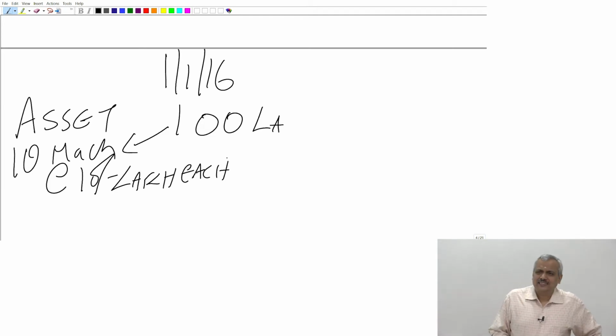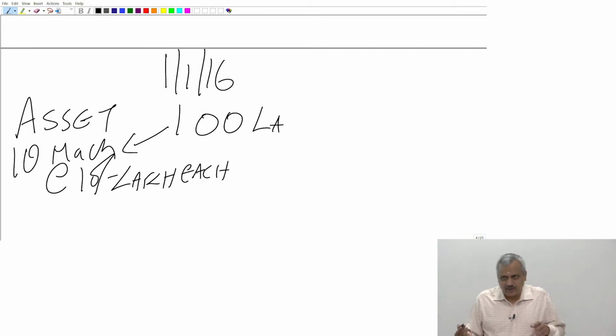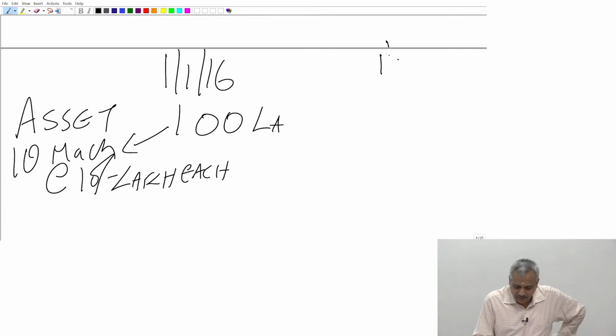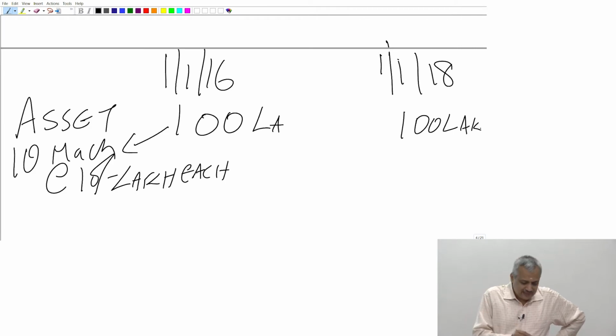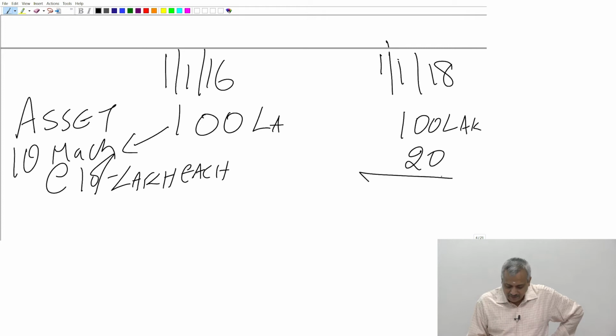Imagine there is a depreciation of 10% on this machinery every year. Now I am looking at a calendar here. I am looking at the value of this machinery as of 1/1/2018. Original value of the asset is 100 lakhs. Depreciation, imagine 10% straight line depreciation. For 2 years, 16 and 17, there is depreciation. That means there must be depreciation of about 20 lakhs out here, and the value of it is about 80 lakhs.